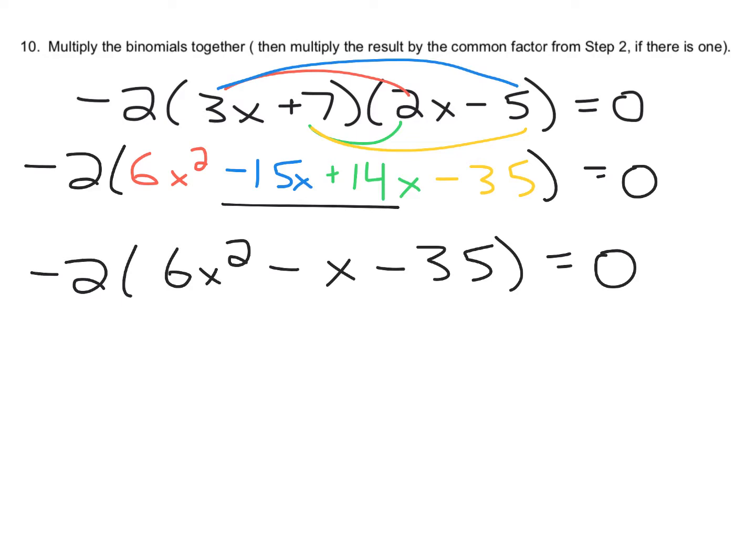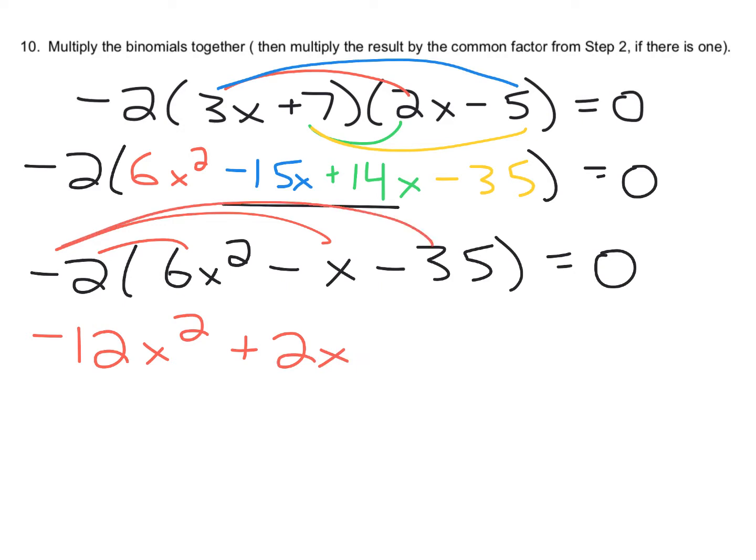Okay, so we say -2 times 6x squared is -12x squared. Then -2 times -x is +2x, and -2 times -35 is +70. This is what we're going to carry over into the next problem, next step, to compare with what we were originally given.